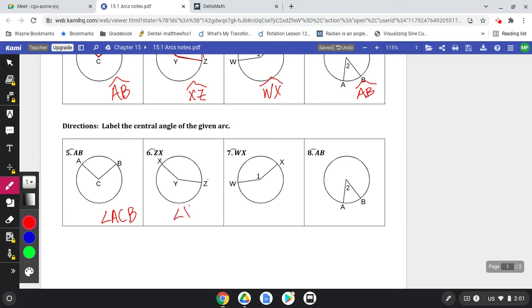Okay, number 6, arc ZX. That's going to be angle XYZ. Remember, the vertex is always in the middle. Arc WX for this one, it is going to be angle 1. And then finally, number 8, arc AB. This one is going to be angle 2.